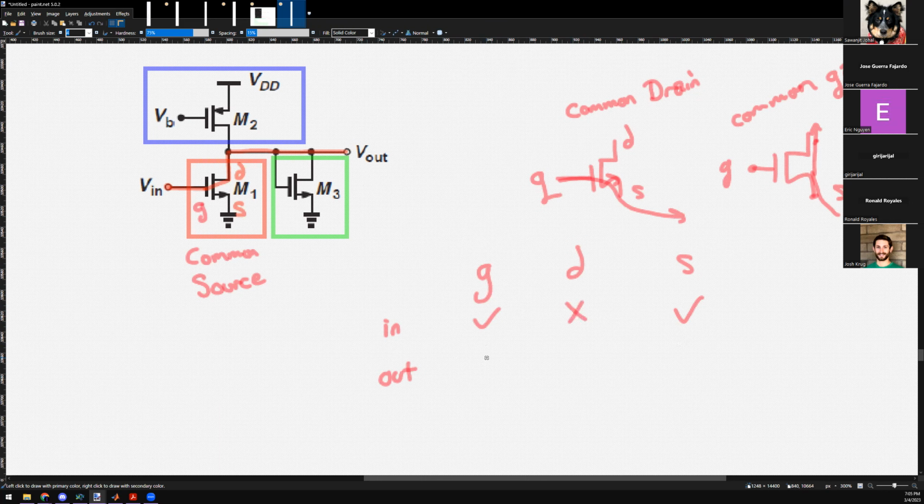Can you output from the gate? No. Can you output from the drain? Yes, here's an example. Can you output from the source? Oh yes, you can. The source is the joker. You can only input at the gate and you can only output at the drain.